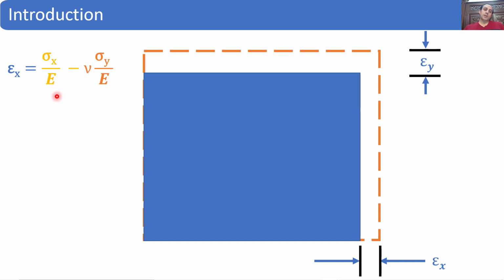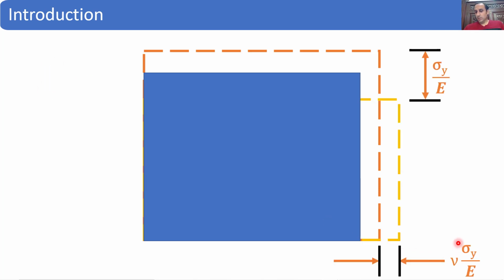One was sigma x over E, which was due to the application of the stress sigma x, and we have another one which is this one, and that was due to the application of sigma y. This was the axial strain due to sigma x, and this was the lateral strain due to sigma y. Why we put the negative sign? Because this term is smaller as compared to this one.